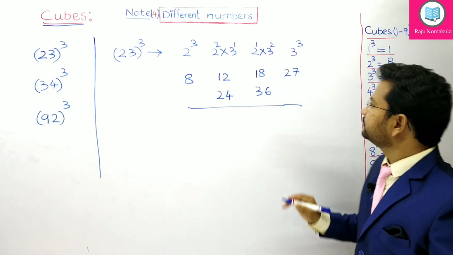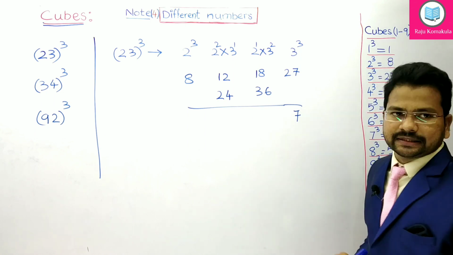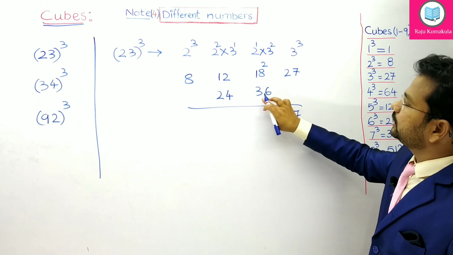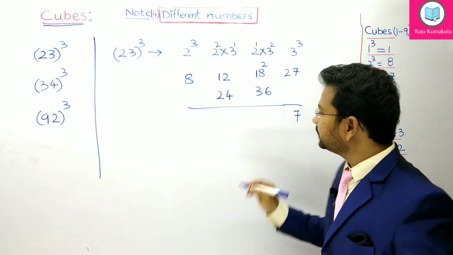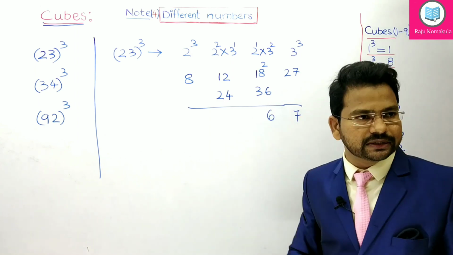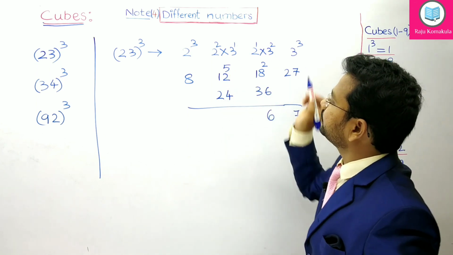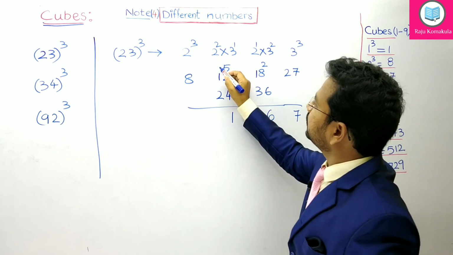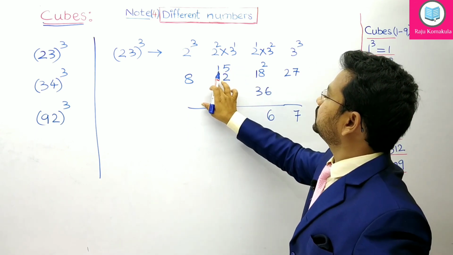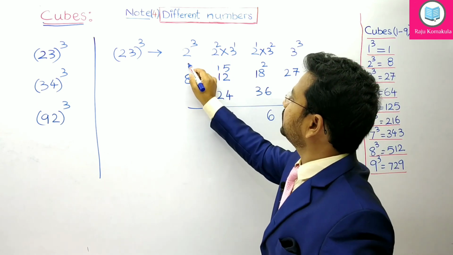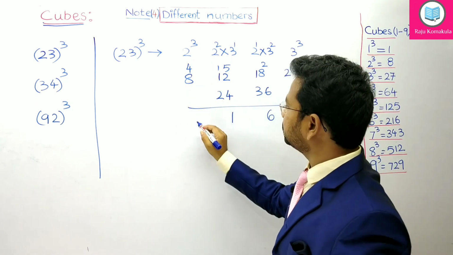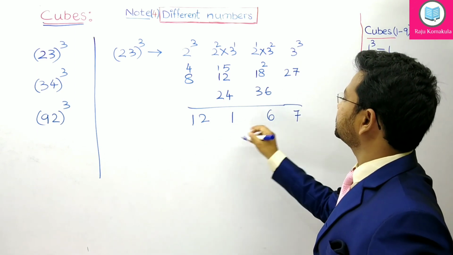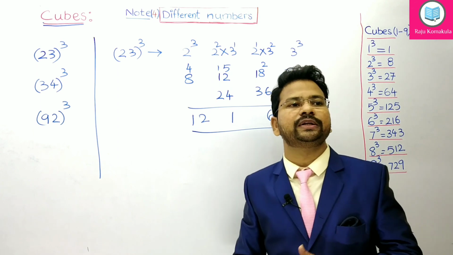Now I am adding. 7, write as it is, carry 2 here, take. Okay, 18 plus 2, 20, 20 plus 36, that is 56, but I am writing only 6. Now take 5 here. 5 plus 2, 7, 7 plus 4, 11, write 1 and carry here. So 2 plus 1, 3 plus 1, 4. Now I am writing 4 here. 4 plus 8, that is 12. Okay, now the answer is 12167. This is the cube of 23.